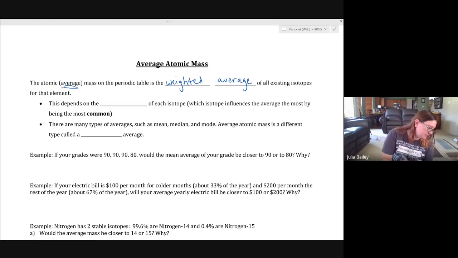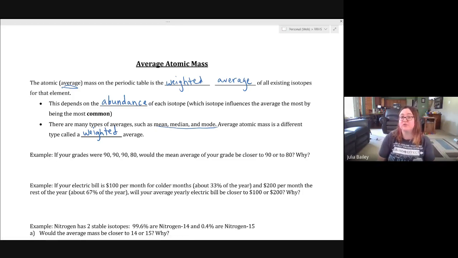The weighted average depends on the abundance of each isotope, meaning which isotope influences the average the most by being the most common. There are many types of averages, again, such as mean, median, and mode. Average atomic mass is a different type called a weighted average. So you're learning about a fourth type of average today. You actually already know about weighted averages. You just probably didn't know that's what they were called.